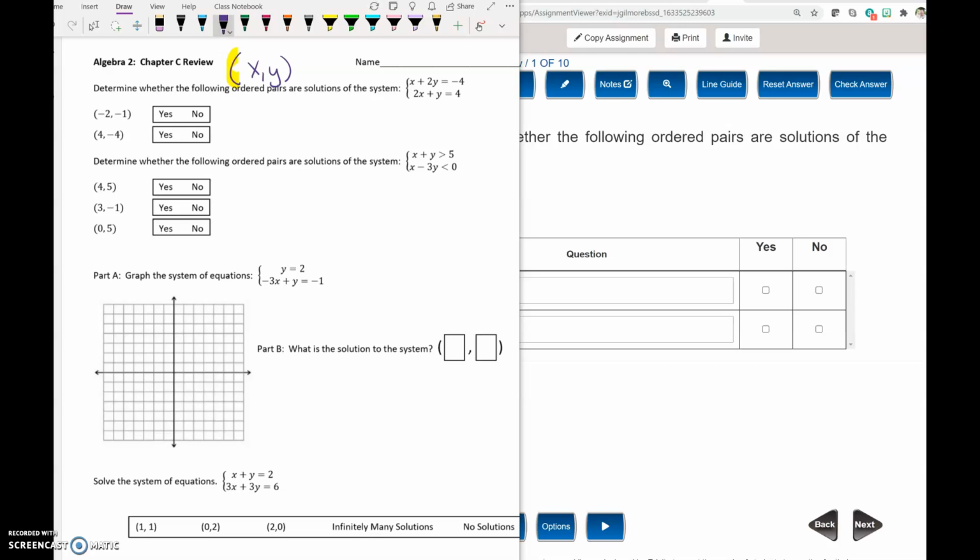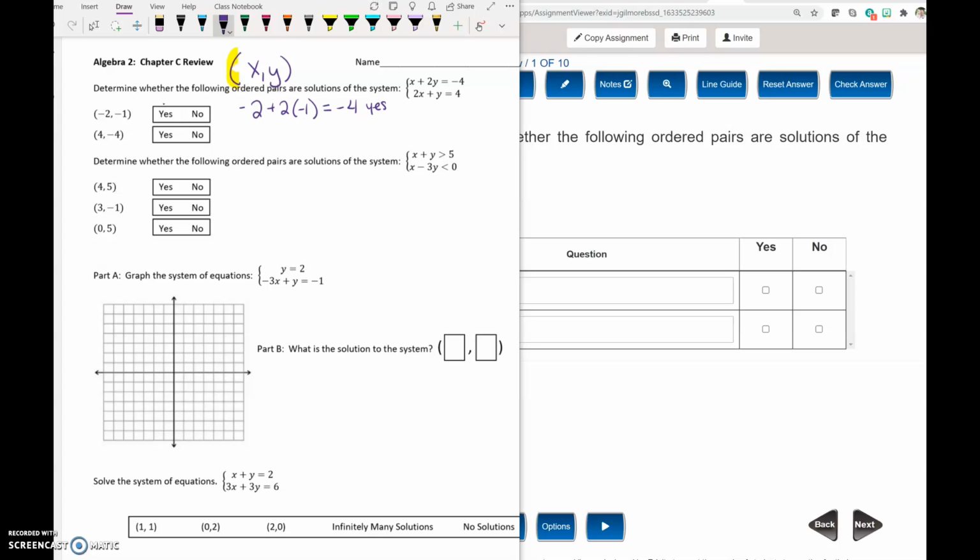So the first number is x, the second number is y. So in this first one, we are going to plug -2 into x. So -2 plus 2 times the y value -1. And we're going to see if it equals -4. This would be -2 and -2. Yes, it does equal -4. So it's looking like this might be a solution.